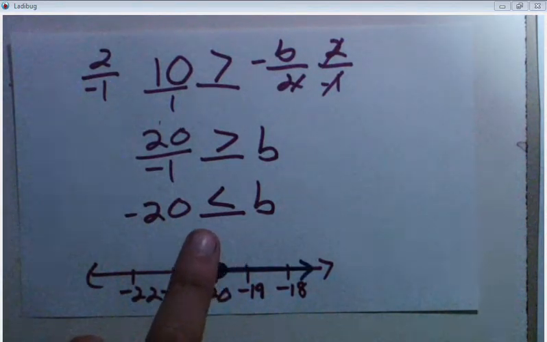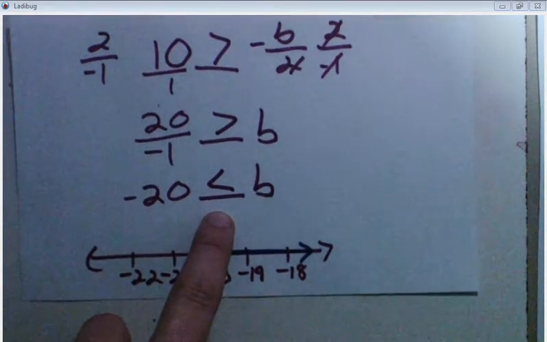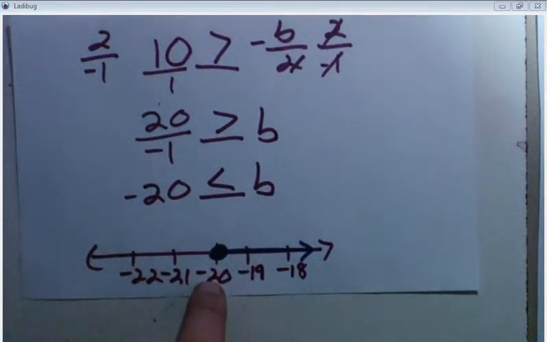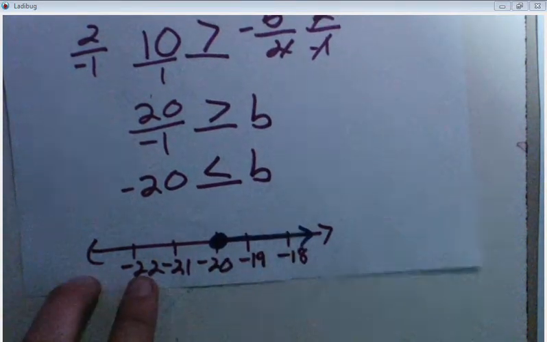And since I multiplied by a negative reciprocal, I then have to flip my inequality sign. And so then when I graph it, negative 20 is less than or equal to b. So b is going to be everything greater than negative 20.